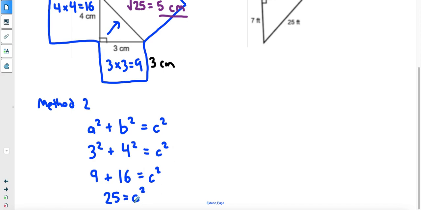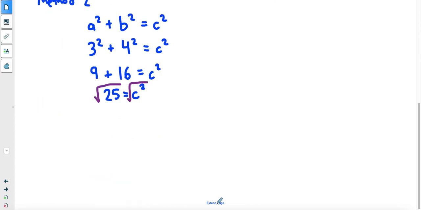To get the side by itself, I need to do the opposite of squaring, which is taking the square root. So if I take the square root here, the square root of 25 is just 5. So there's my answer. You can use either of these two methods to find the missing side. It doesn't matter which method you use. They'll both give you the same answer.